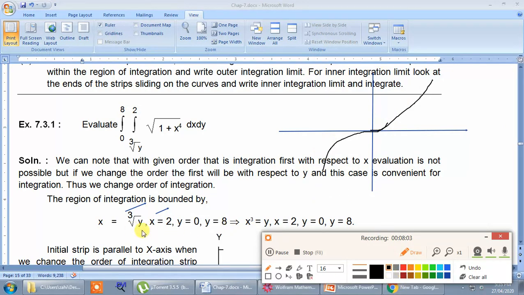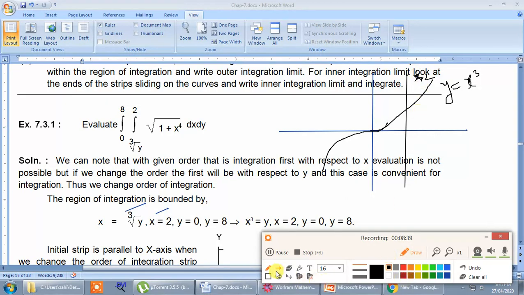Then the next curve is x equal to 2. Where is x equal to 2? x equal to 2 is parallel to which axis? Your y-axis. So this is your x equal to 2. This is y equal to x cube, that is x equal to cube root of y, and the second curve is x equal to 2. This is x equal to 2.